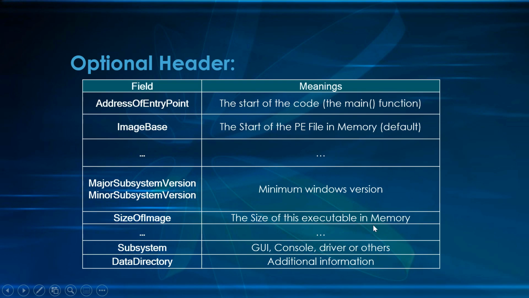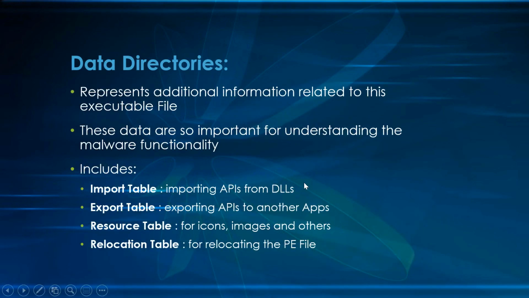Then you have the minimum Windows version, the major and the minor, which is like, say, Windows 7 Service Pack 1 or Windows XP Service Pack 3 or something like that. And then the size of the executable in memory, and sometimes it's more inflated than where it is on disk. The subsystem, which is either a UI application or a console application, the realm it's running in, and the data directory, which includes more information that we might use.